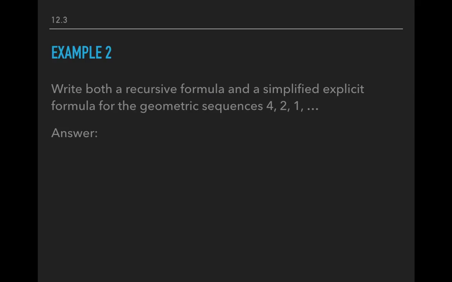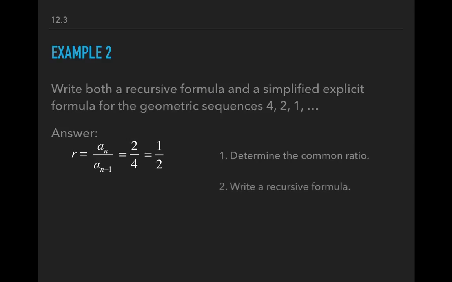So to be able to do this, we need to first know what our common ratio is. And that would be the second term divided by the first term. That's 2 over 4, which simplifies to 1/2. So that is our common ratio. Now, with that, we're going to plug that into our recursive formula. Our recursive formula would be a sub n is equal to the rate, which was 1/2, times the previous term, and we have to include what our first term was. Our first term was 4.